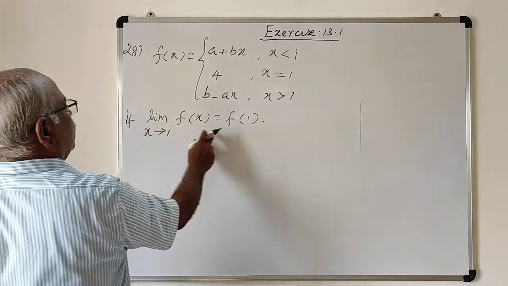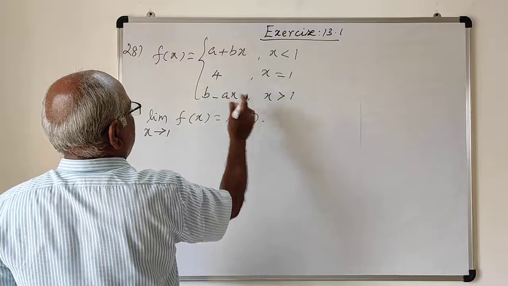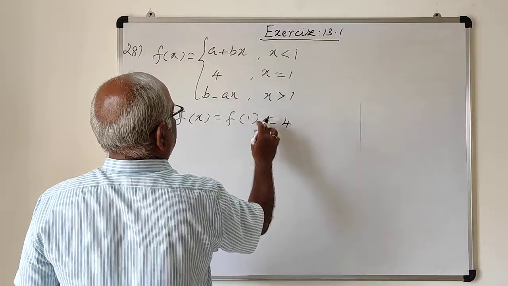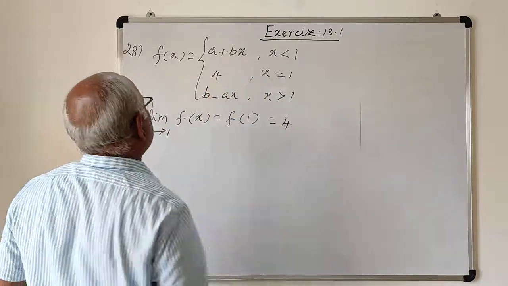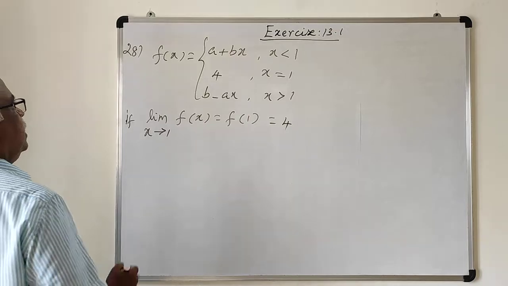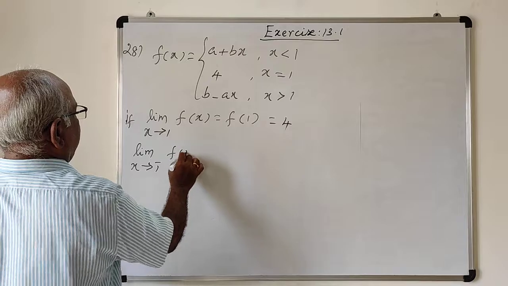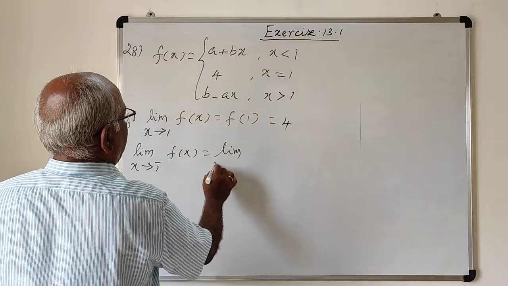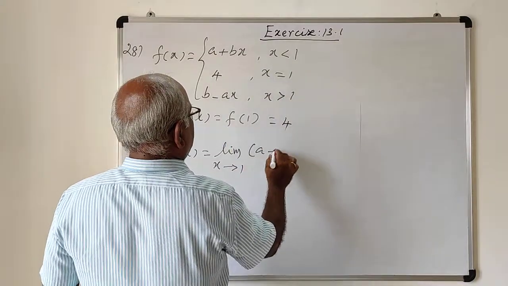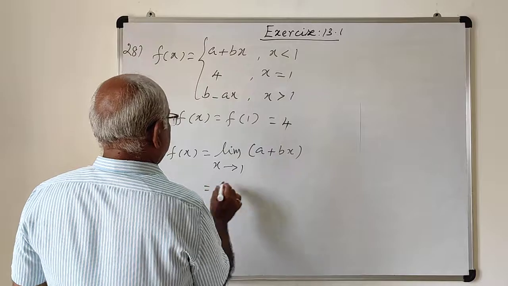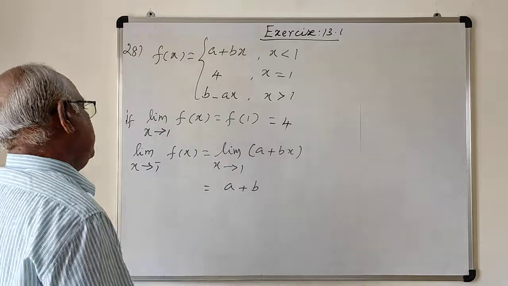Limit x tends to 1 f of x is f of 1. So f of 1 is, when x equal to 1, f of 1 is 4. That is equal to 4, given. If x equal to 1, the value of the function is 4. Therefore, f of x is 4. First, the left limit, x tends to 1 minus f of x, is equal to limit x tends to 1. On the left side of 1, x less than 1, it is a plus bx. After applying the limit x tends to 1, we get a plus b.